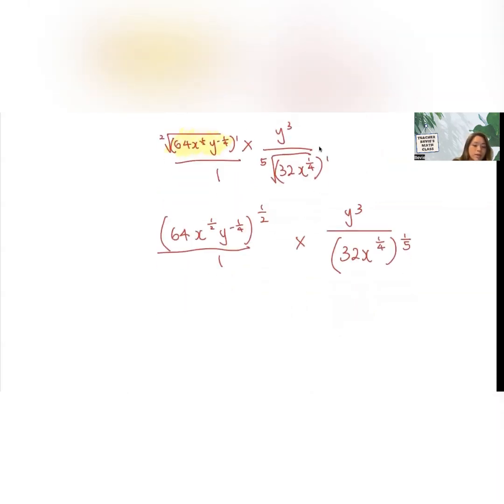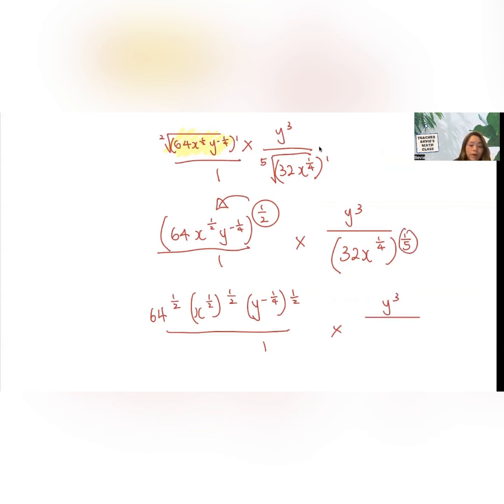From here, this power of half actually belongs to every single term inside your bracket, which means it's 64 to the power of half, x^(1/2) to the power of half, y^(-1/4) also to the power of half, over 1 times y cubed. Likewise, for the denominator, the power of 1/5 belongs to every single term inside here. So 32 to the power of 1/5, x^(1/4) to the power of 1/5.